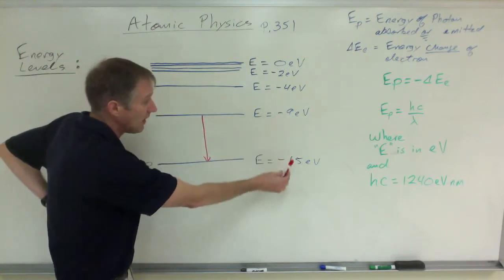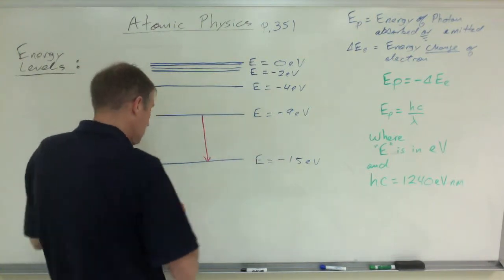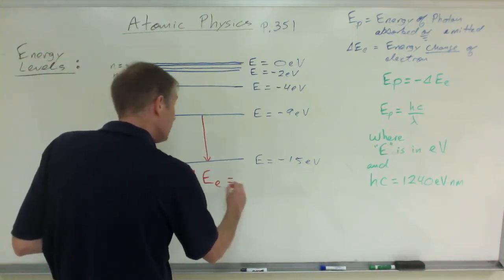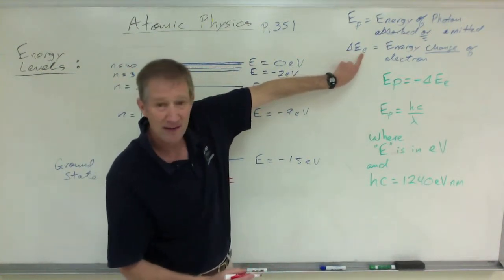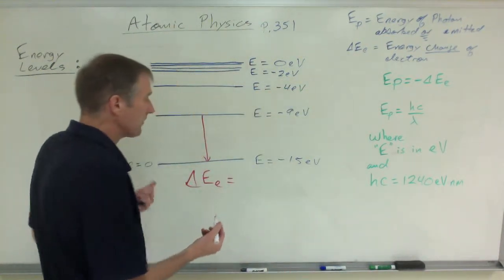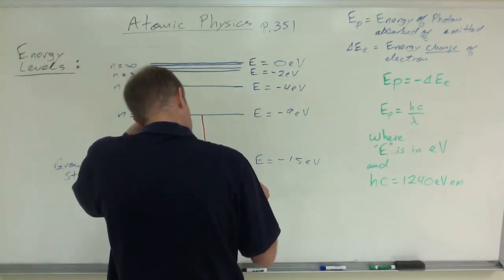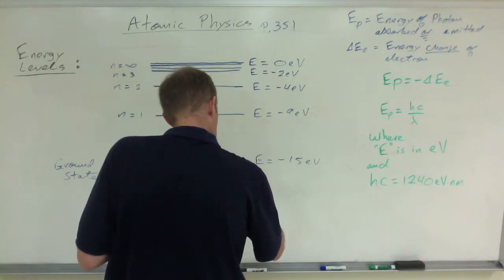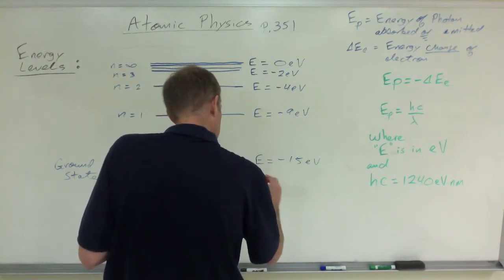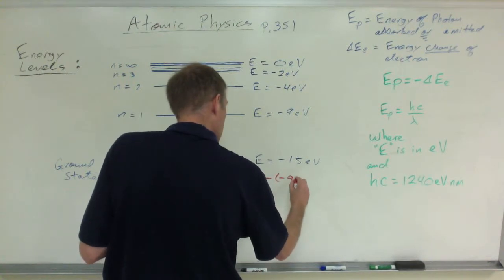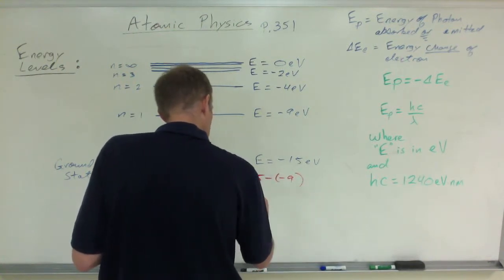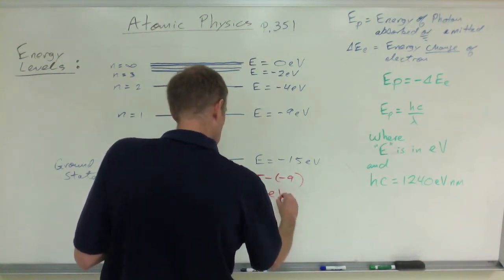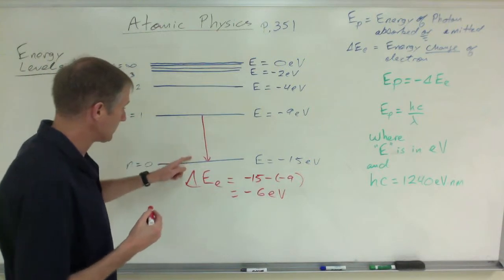It goes from -9 to -15. And so delta E for the electron, that's the energy change. It's always final minus initial, okay? What's that going to be? -15 minus a -9, which is -6 electron volts. That's the energy change when it drops down there.